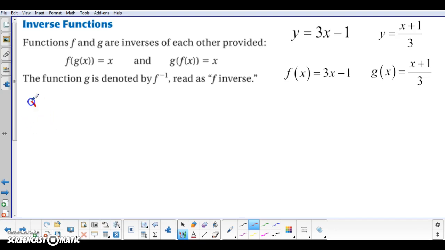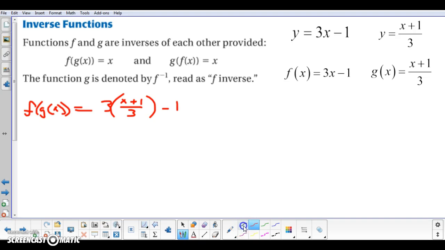So as I find f of g of x first of all, f of g of x means plug function g into x in function f. So I have 3 times, in parentheses, because I'm replacing the x with a whole other function, (x plus 1) over 3. And then I subtract 1 from that.